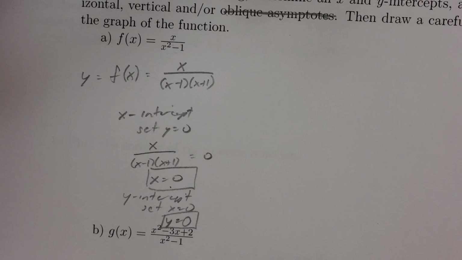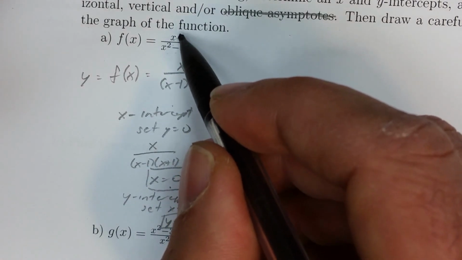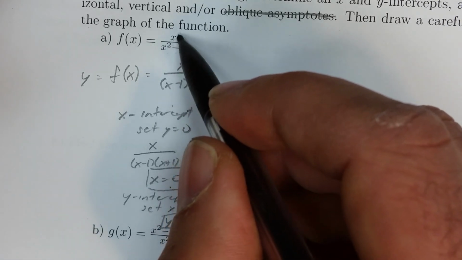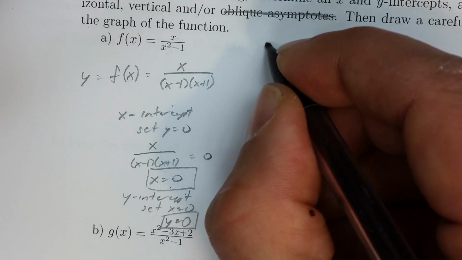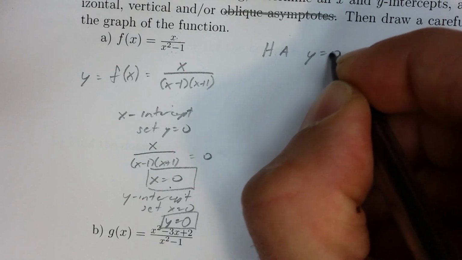Okay, let's see. Now we need to worry about horizontal and vertical asymptotes. Well, we can see that the numerator has degree 1. The largest power of x in the top is 1. The largest power of x in the bottom is 2. When the degree of the top is smaller than the degree of the bottom, we know we have a horizontal asymptote at height y equals 0.